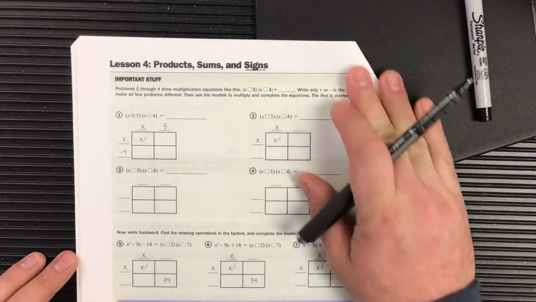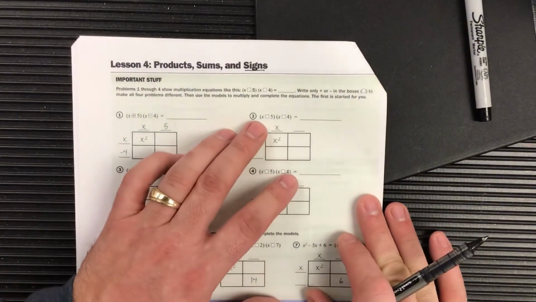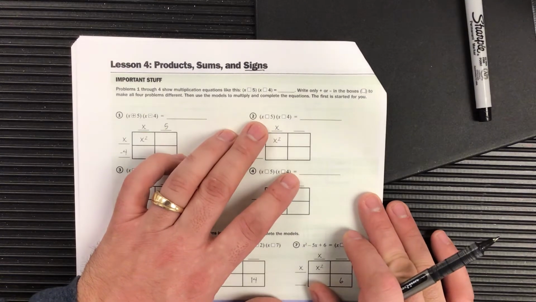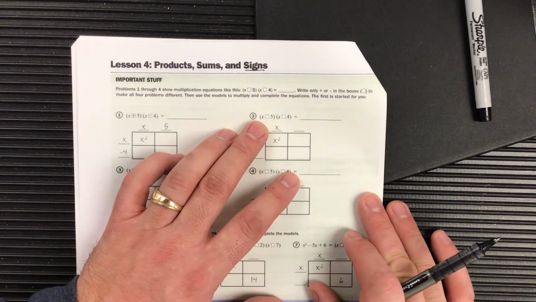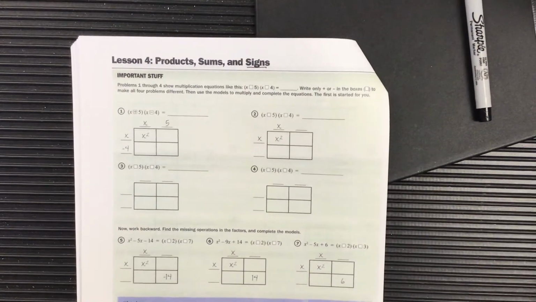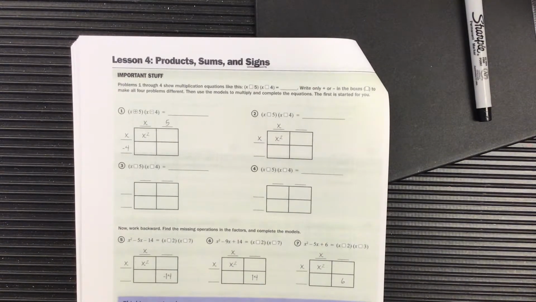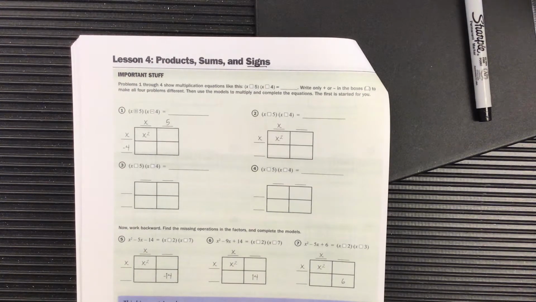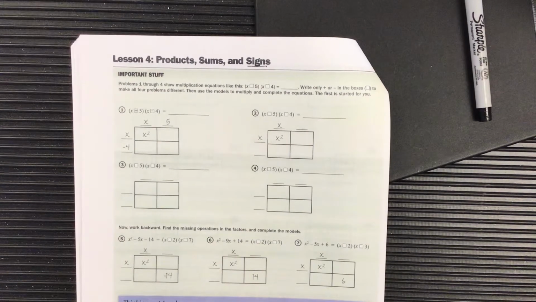Problems 1 through 4 show multiplication equations like this: (x + blank 5)(x + blank 4) equals blank. Write only plus or minus in the boxes to make all the problems different. Then use the models to multiply and complete the questions. The first is started for you.